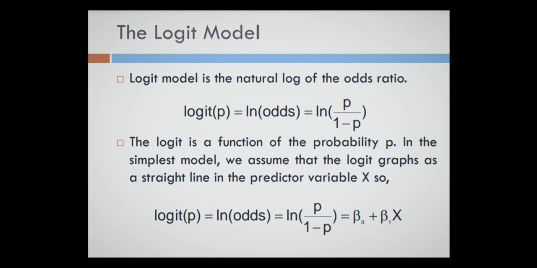So next, we want to know how can we build the model of logistic regression. So first of all, you need to know about the logit model. Okay, untuk logistic regression, kita akan gunakan natural log of the odds ratio. Ini dipanggil logit model, which is the ln of P over 1 minus P. Kan tadi P over 1 minus P adalah odds ratio. So the logit model adalah the natural log of the odds ratio. Okay. The logit is a function of the probability. In the simplest model, we assume that the logit graph as a straight line in the predictor variable x. So the function of the logit model will be beta naught plus beta 1 x. Sebab ia adalah straight line.